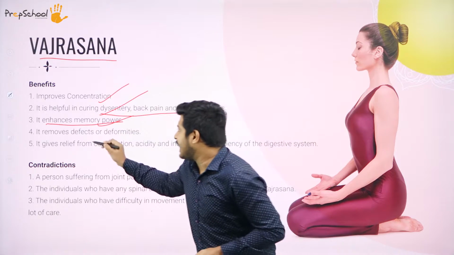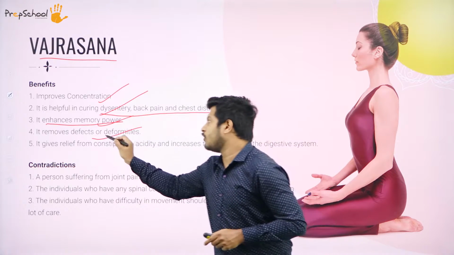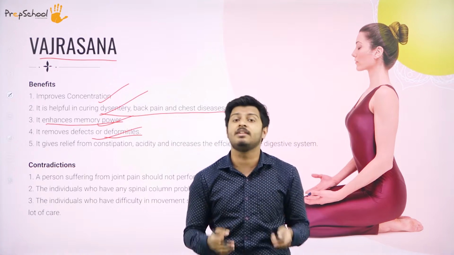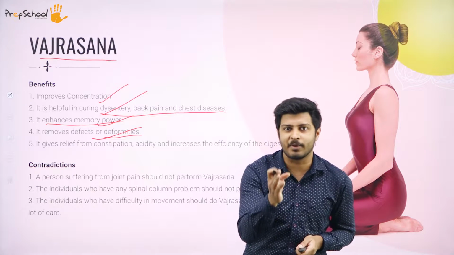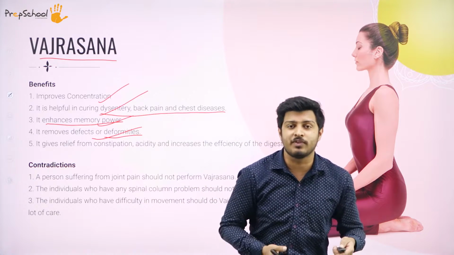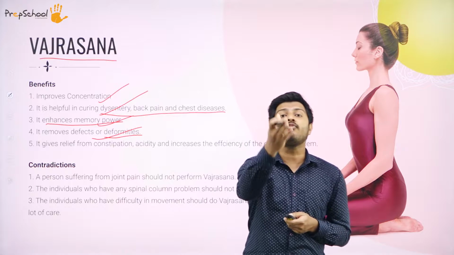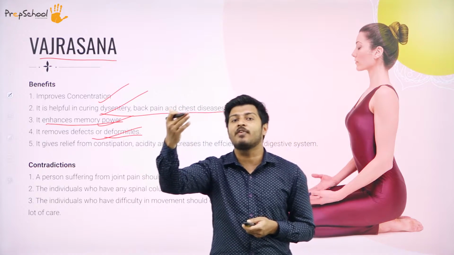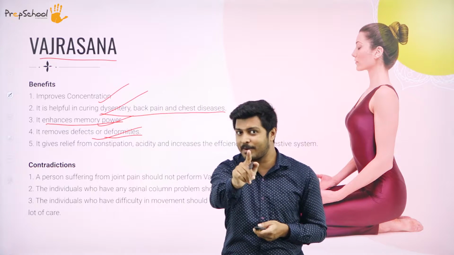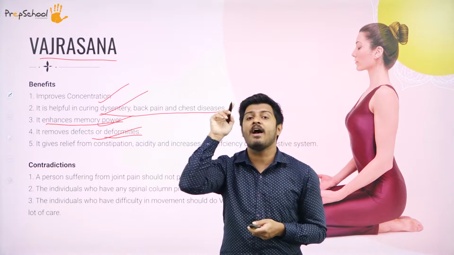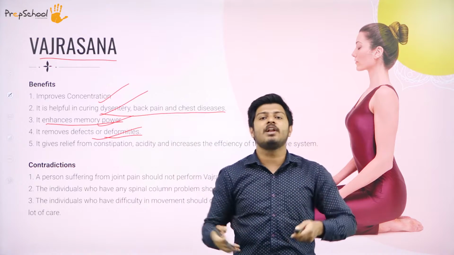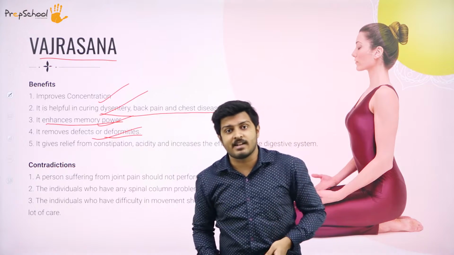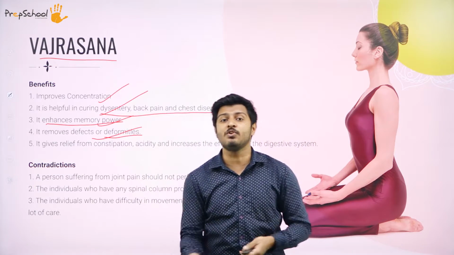After that, it removes defects or deformities. If you have any kind of deformity in your body, we also studied deformities in the anatomy session in 11th standard, if you remember. What are those deformities? What all different kinds of deformities do we have? We have shoulder deformity. Try to think about the different kinds of deformities that we studied. We have spinal deformity, leg deformity, knee deformity, right? All these different deformities in our body get cured when you practice Vajrasana, because Vajrasana makes you strong.